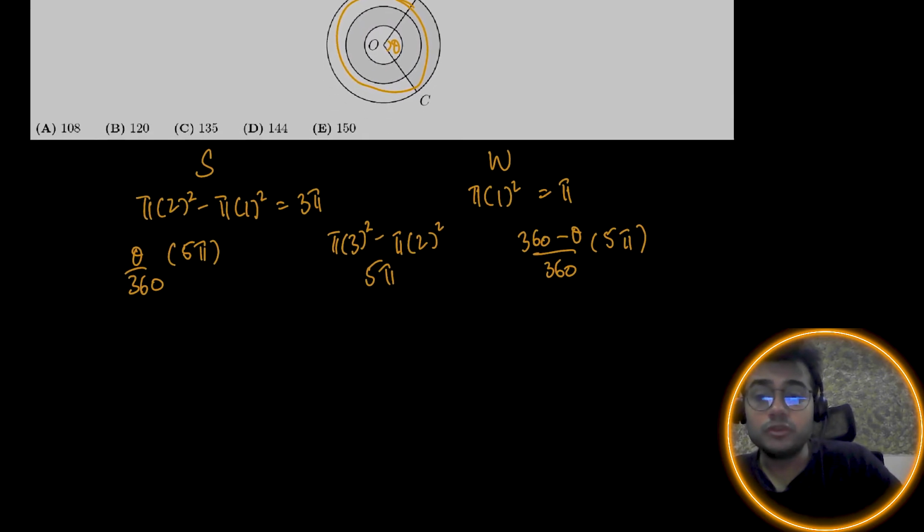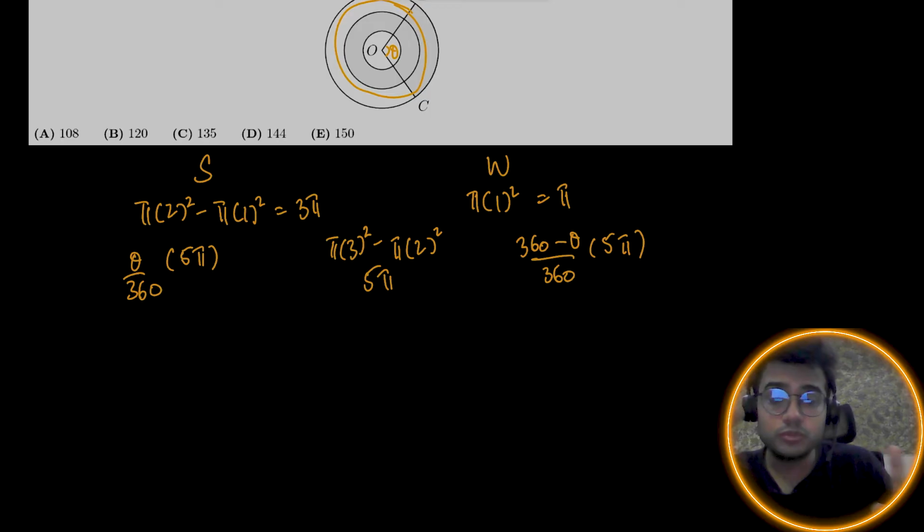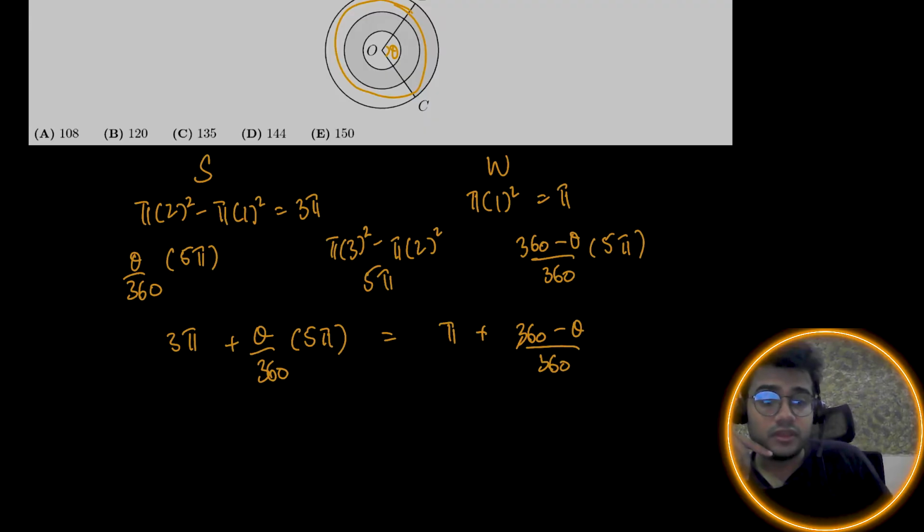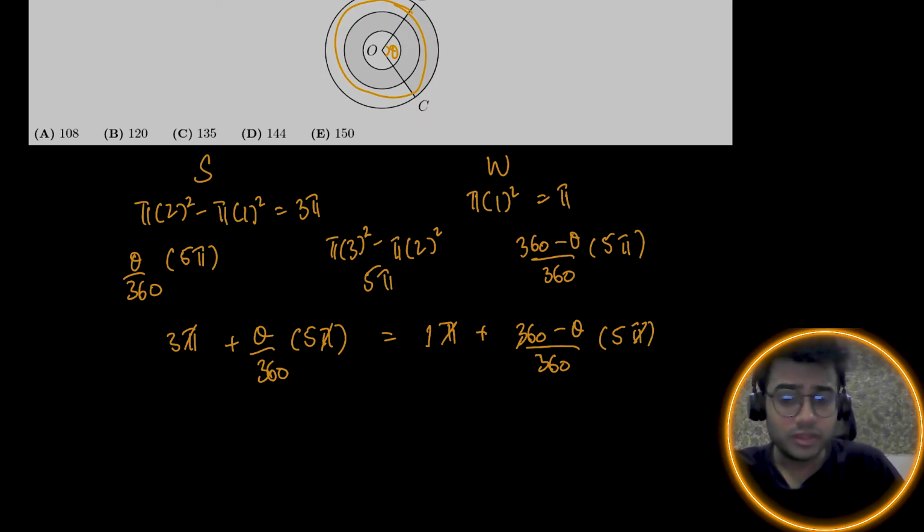Now we just put them equal to each other and solve for theta. We have one equation, one variable. We should be able to solve for it. So we have 3 pi plus theta over 360 times 5 pi equals pi plus 360 minus theta over 360 times 5 pi. See, all of the terms have pi in them, so I'm going to cancel it out. Let's divide every single term by pi. And then I'm going to multiply every single term by 360, because that will get rid of the denominators, and without fractions, things are much simpler.